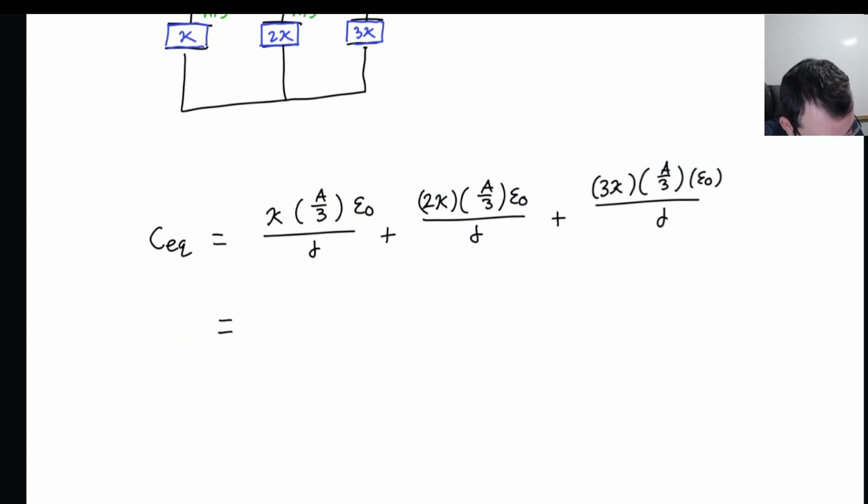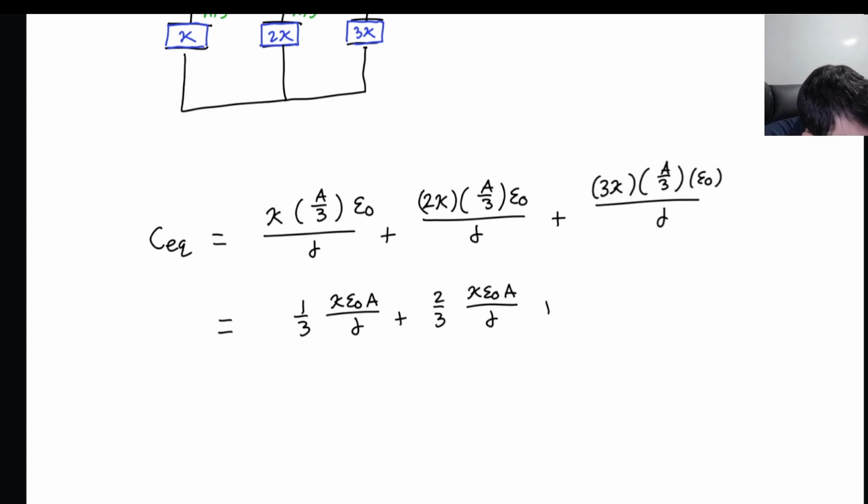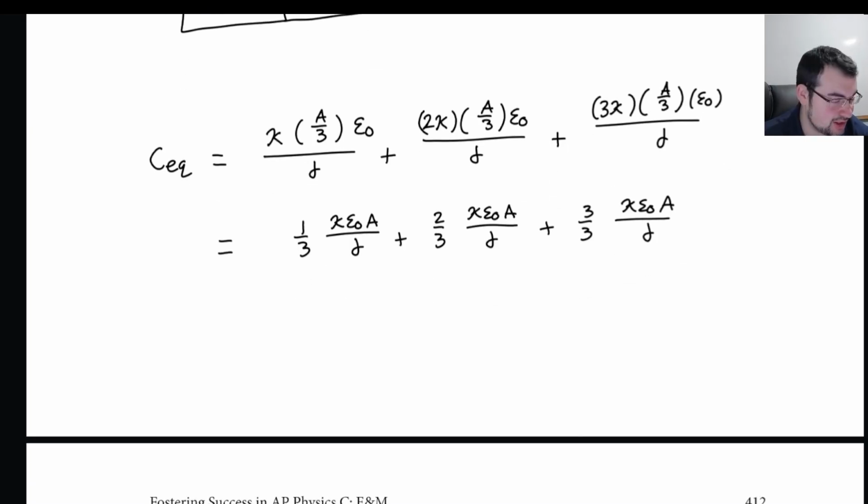So this is 1/3 kappa epsilon naught A over D. This is 2/3 kappa epsilon naught A over D. And this one is 3/3 kappa epsilon naught A over D. So we get 1 plus 2 plus 3, which is 6 on top divided by 3, and we get exactly 2 kappa epsilon naught A over D.